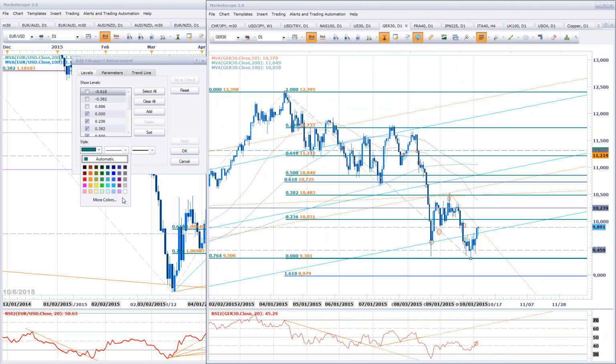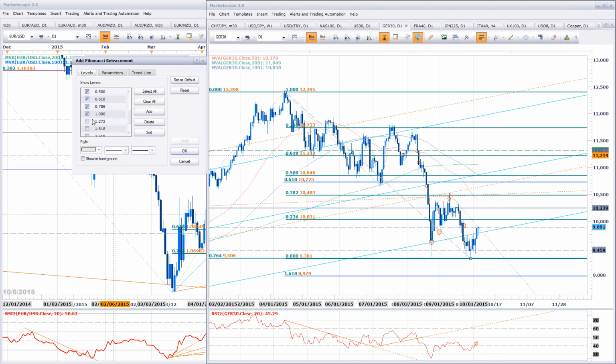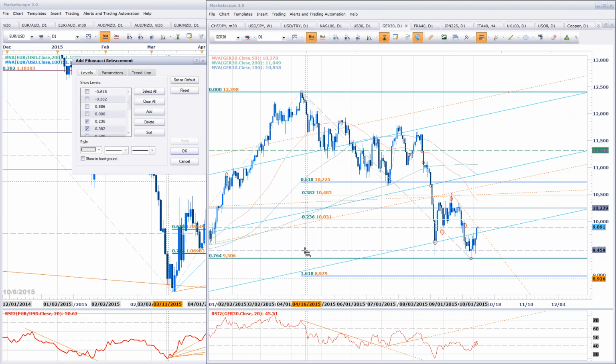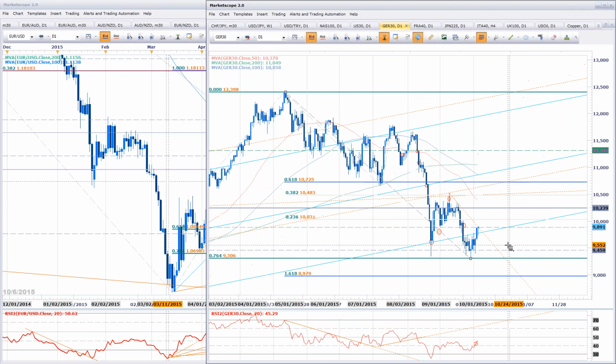Bear with me one sec, guys. Just going to go on the fly here for Bernard. Let's clean this up a little bit. Don't need that. 786. Don't need that. 50. Don't need that. So basic 236 lines up with that high from December.